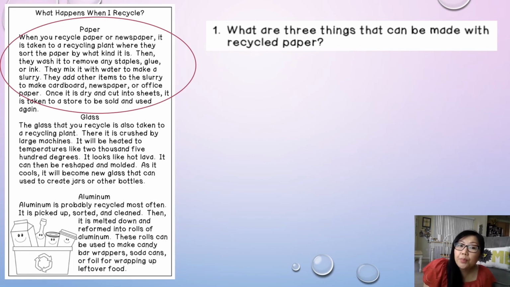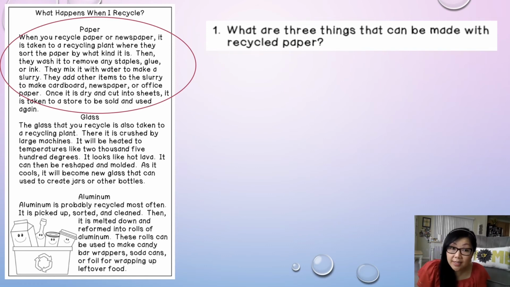When you recycle paper or newspaper, it is taken to a recycling plant where they sort the paper by what kind it is. Then they wash it to remove any staples, glue, or ink. They mix it with water to make a slurry. They add other items to the slurry to make cardboard, newspaper, or office paper. Once it is dry and cut into sheets, it is taken to a store to be sold and used again.